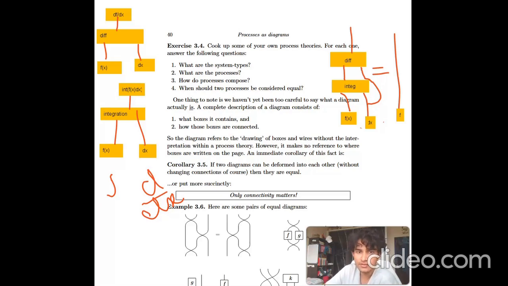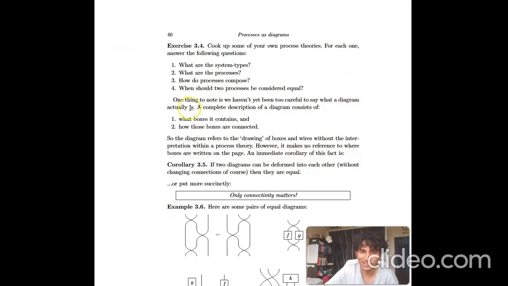And yes, when should two processes be considered equal? We just answered that. Oh, I blocked it off instead. Anyways, we lost our examples. That's sad, but we move on. So yeah, there you go.